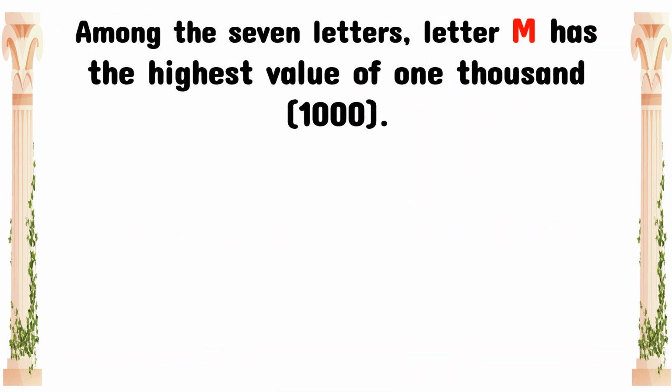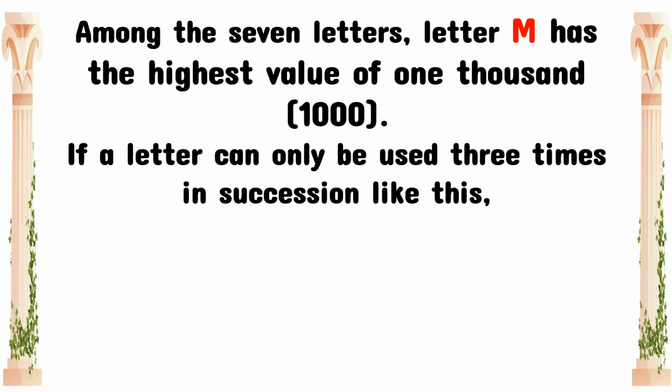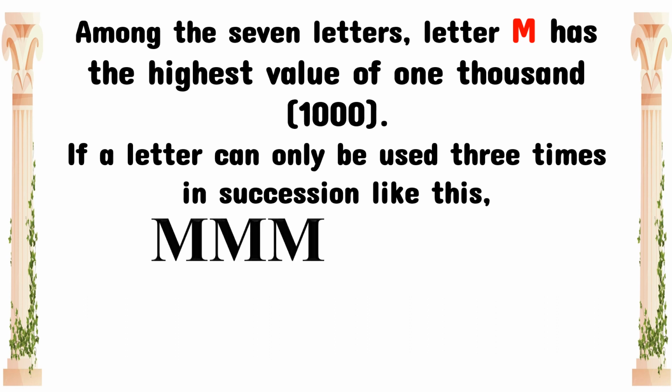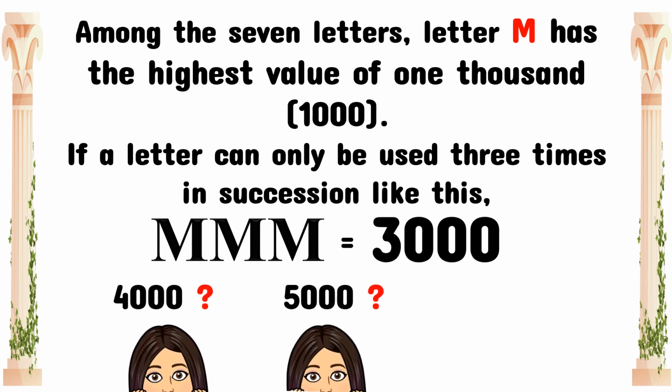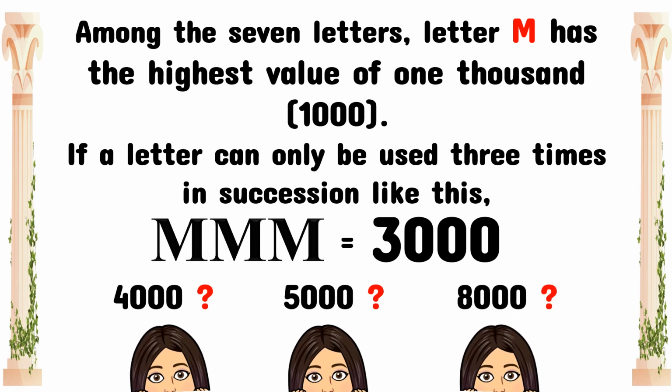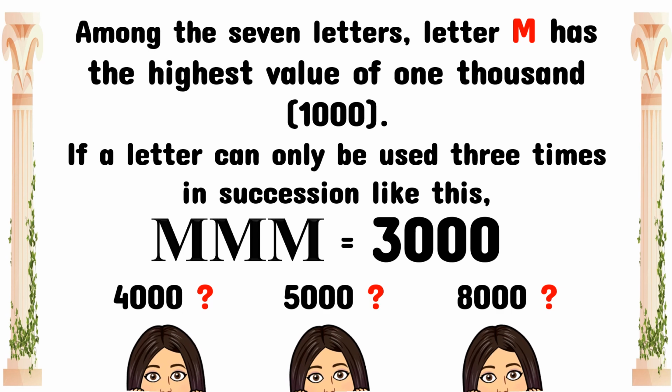Among the 7 letters, letter M has the highest value of 1,000. If a letter can only be used 3 times in succession like this, M, M, M, the highest value that we can have is 3,000. So, how to express 4,000, 5,000, 8,000, or other multiples of thousands?